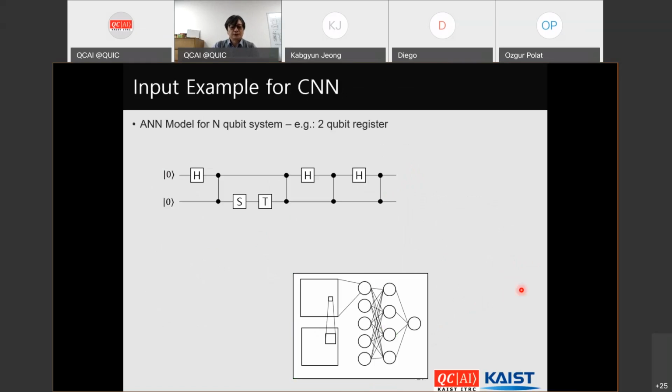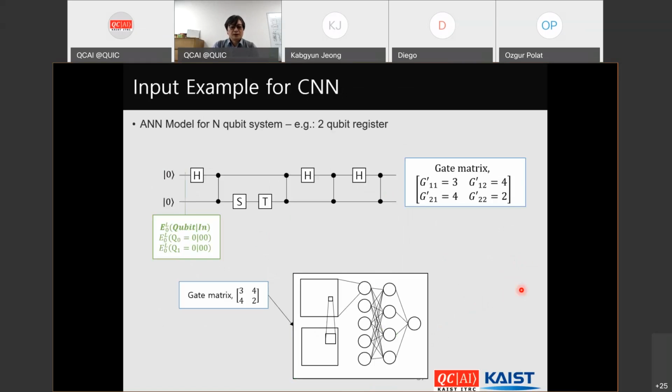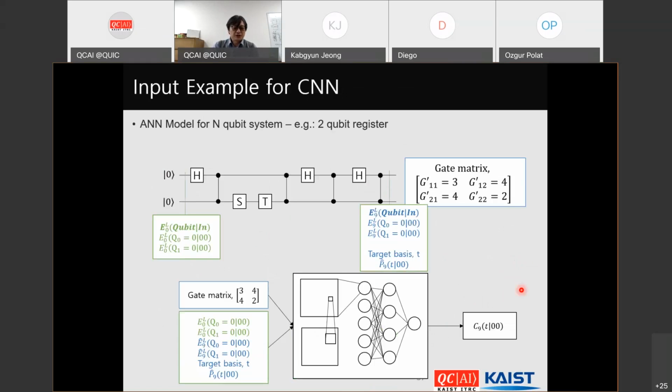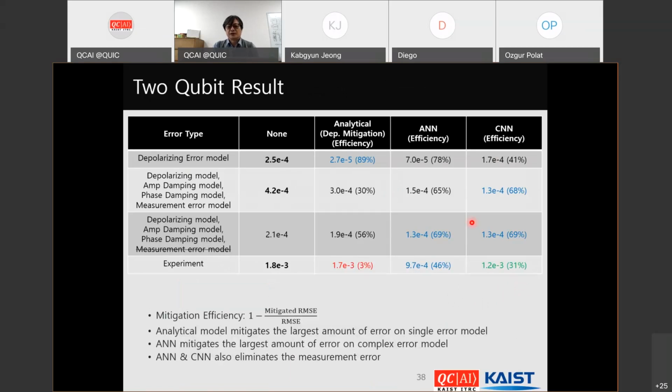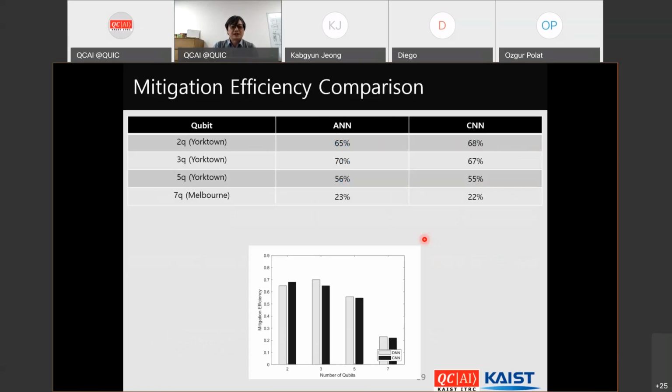Okay? So, all this, the design shows here and how it works, and the result is like this one. With the CNN, we still have pretty good error mitigation. With the 2-qubit result, it does not show a big difference. However, if we extend the number of qubits, the convolutional neural network design is as good as the previously discussed neural network design.